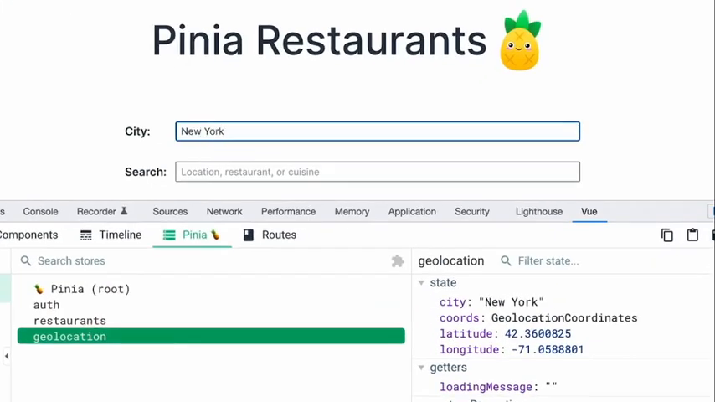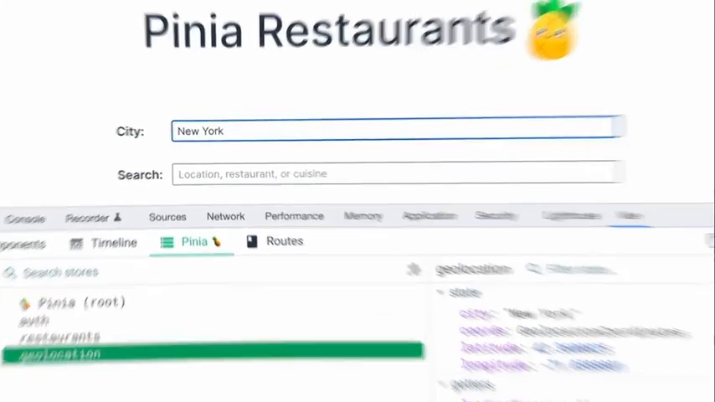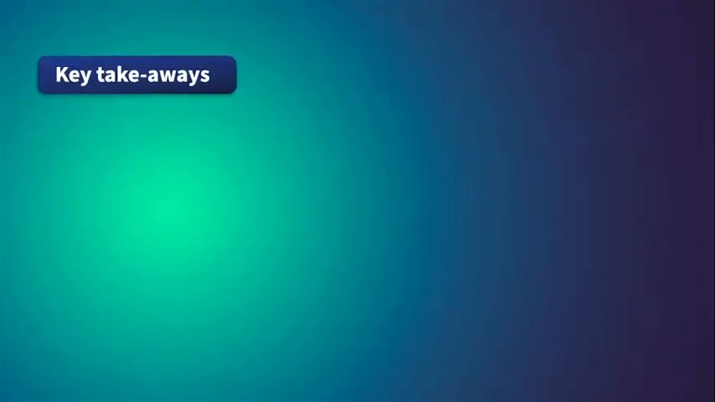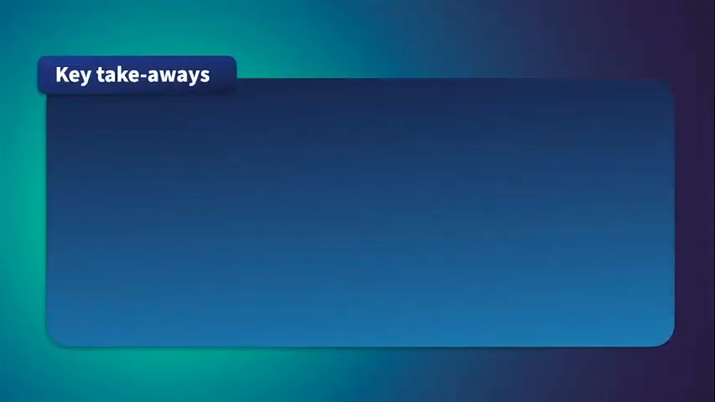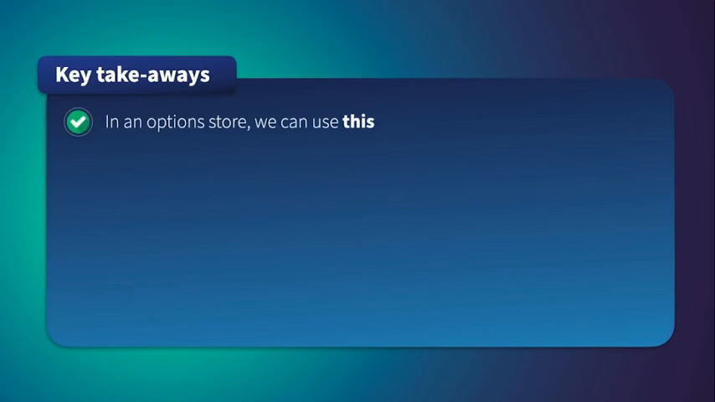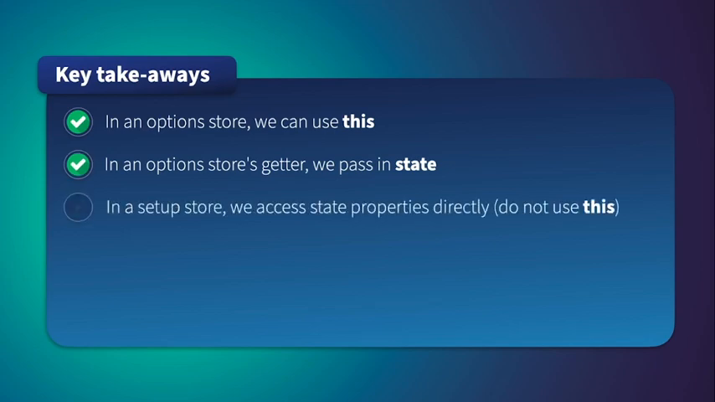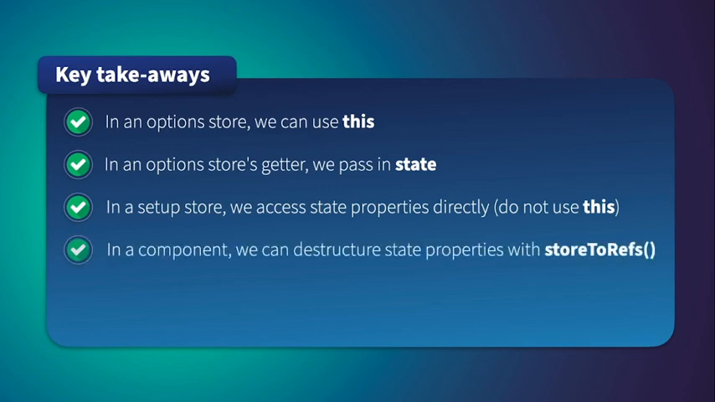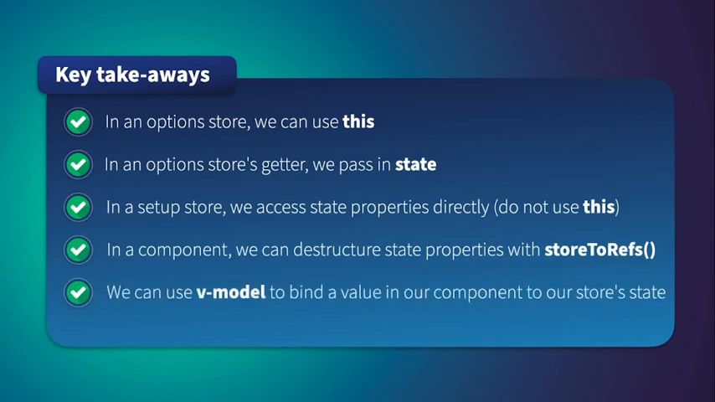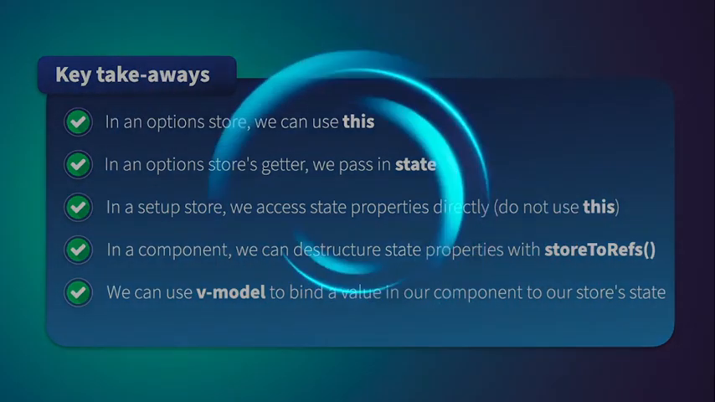We'll be learning some other ways to mutate state in the next lesson. But for now, here are the key takeaways from this lesson. In an options store, we can use this. In an options store's getter, we pass in state. In a setup store, we access state properties directly. Do not use this. In a component, we can destructure state properties with storeToRefs. We can use v-model to bind a value in our component to our store state.